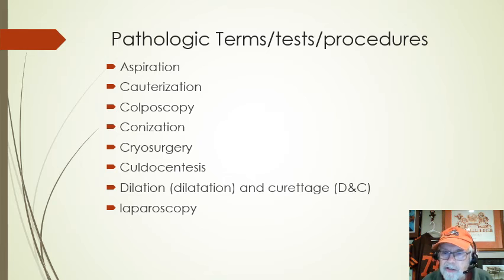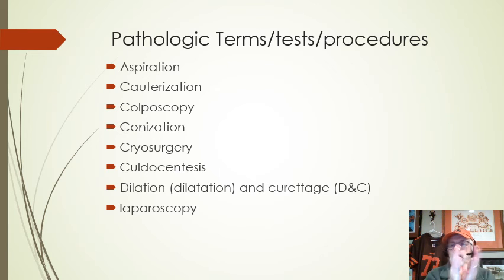Conization. If somebody has a positive pap smear and they show abnormal cells up that canal, they go in surgically and take a cone-shaped plug of tissue right from the cervix. I'll show you an image of that. They take that right out, and that's called conization because it's like taking out a little ice cream cone-shaped plug of tissue from the area where the cancer would be. Cryosurgery is just like cauterization, but instead of using heat or electricity, it uses cold.